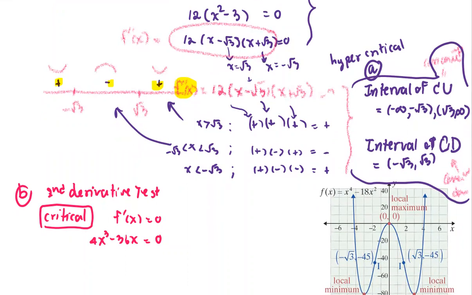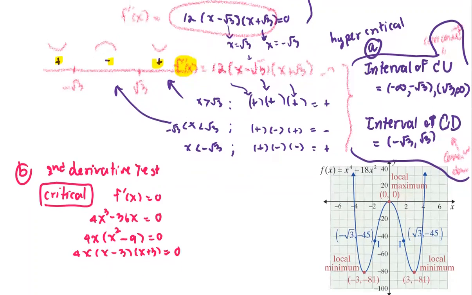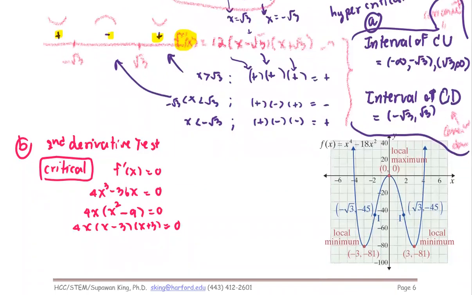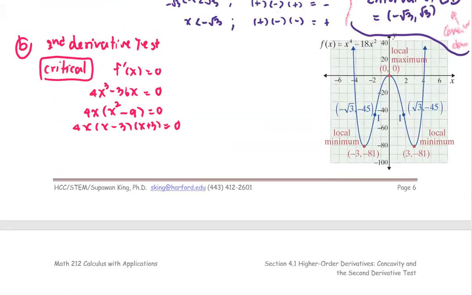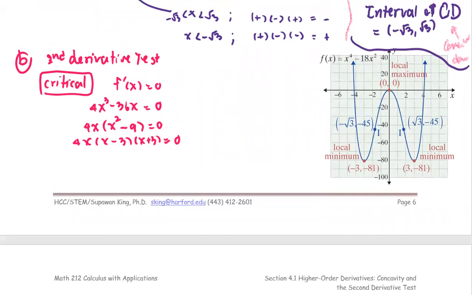To find the critical points, solve it the way that we normally do. Factor the 4 and the x out, and then leave x squared minus 9 in the parentheses. Factor completely: x minus 3, x plus 3. Okay, just ignore the graph for a little bit. I will summarize it after we finish up the problem. And so that means we have three answers, right? There are 3 critical numbers, yes.